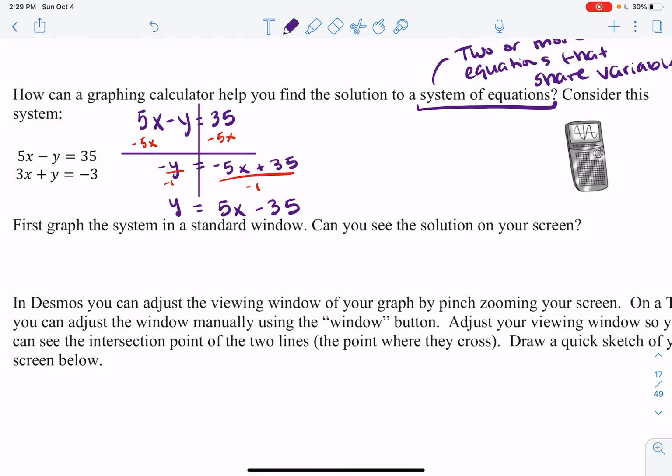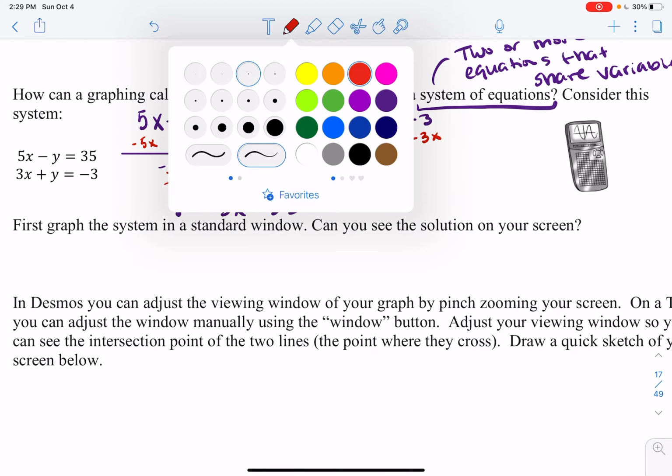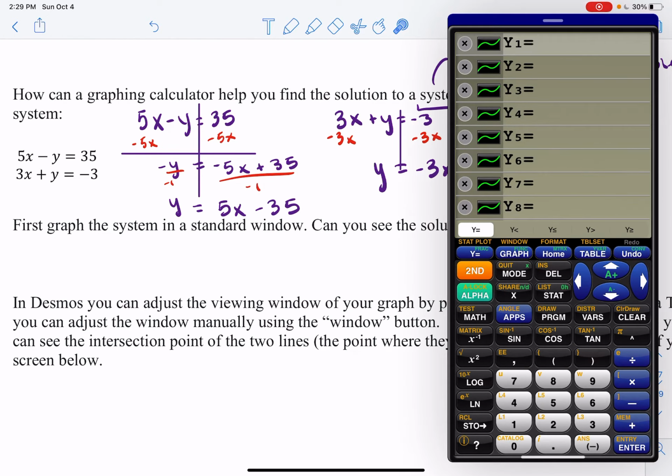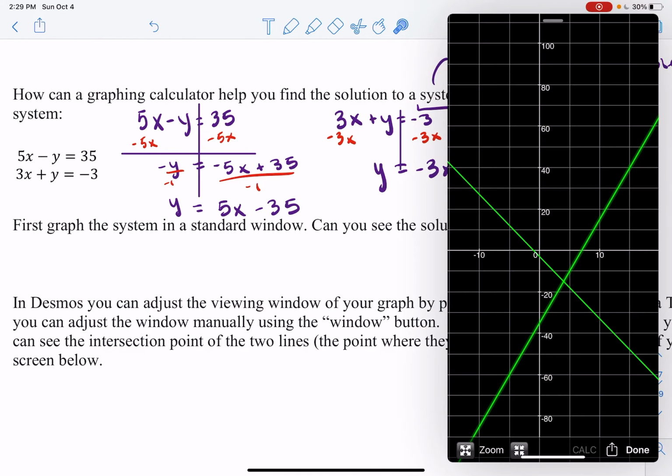Now we've got 3x plus y equals negative 3. I'm going to subtract 3x. So that makes this y equals negative 3x minus 3. All right, so let's go back here. It says first graph the system. So I'm going to go ahead and do that. I'm going to graph 5x minus 35 and negative 3x minus 3. I'm going to click graph.